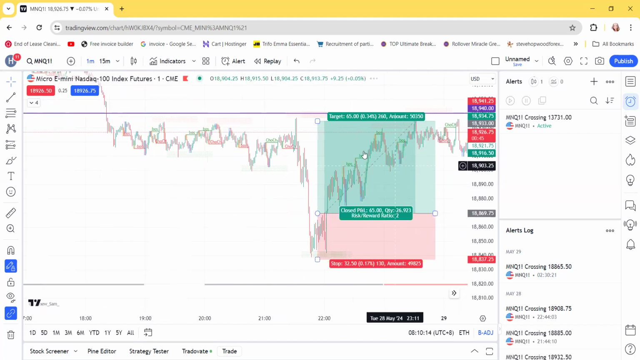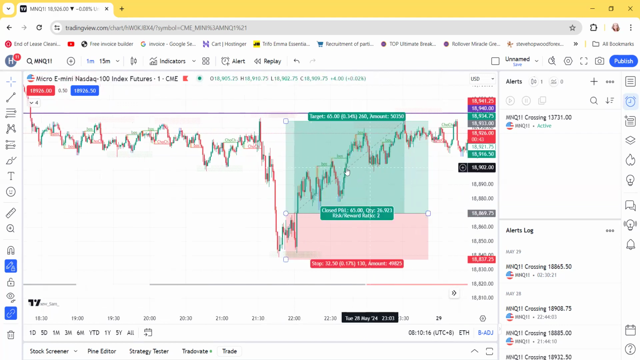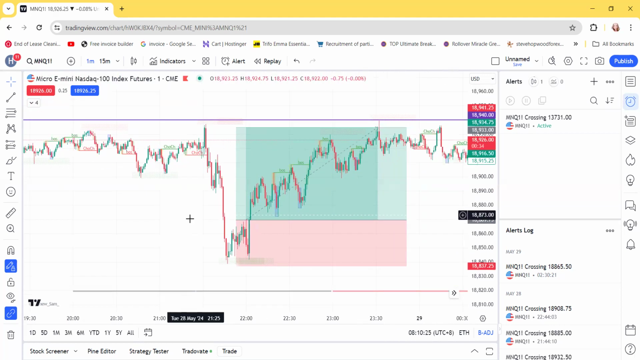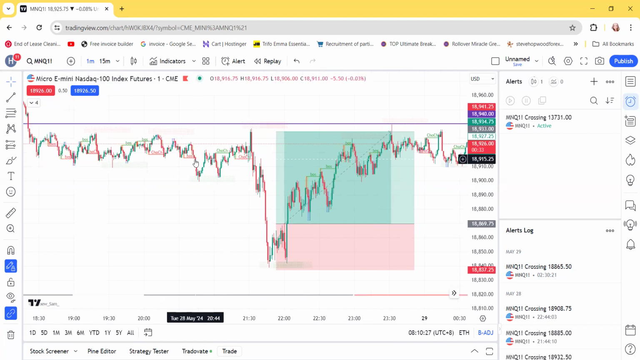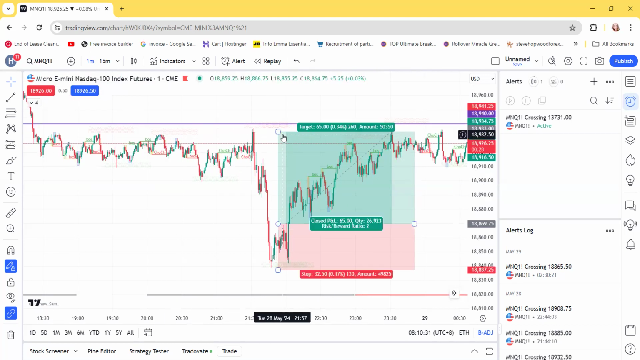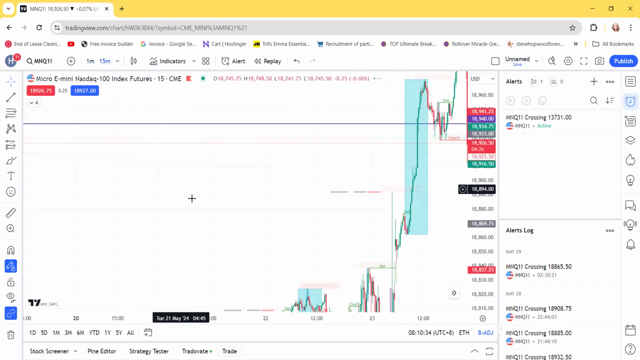Now, the reason I was comfortable to target 2R: if this was London session, I would have only been targeting these lows below here, right? So the nearest liquidity I would be targeting. And then obviously it was New York, so we have more volatility. I was happy to target where I have. Now I'll show you on the 15-minute why I did so.